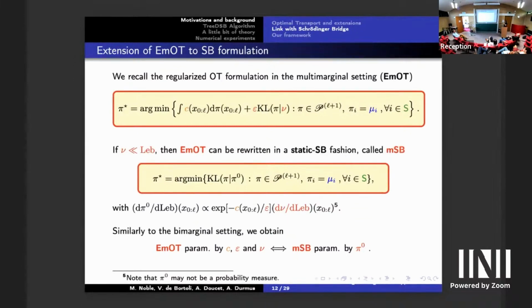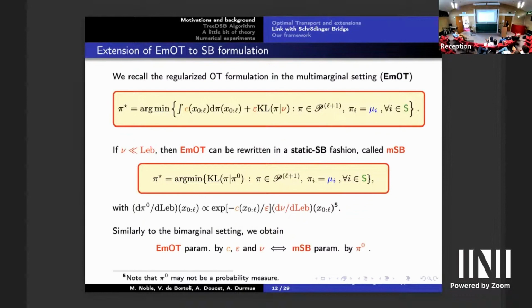So previously I was saying, okay, in the bimarginal setting, I have an optimal transport problem, which is really equivalent to a Schrödinger bridge. Now if I assume that my measure nu is absolutely continuous with respect to the Lebesgue measure, then I can write this multi-marginal entropy regularized problem as a Schrödinger bridge problem. I'm not in a continuous time setting, you see, I don't have path measure. I'm just considering the marginals where I have constraints, or I may not have any constraint on these marginals.